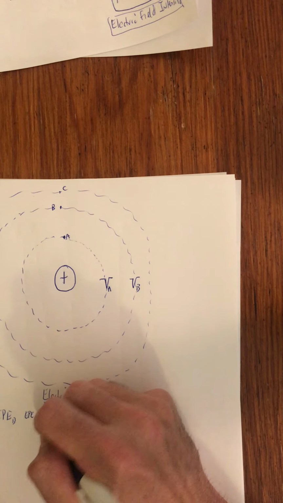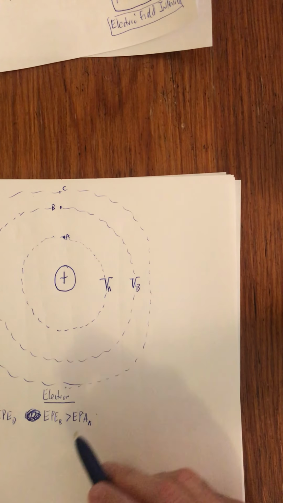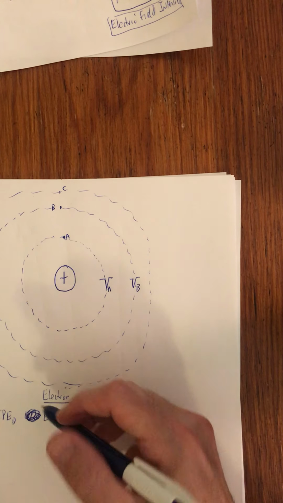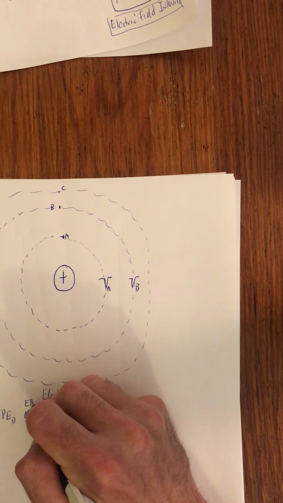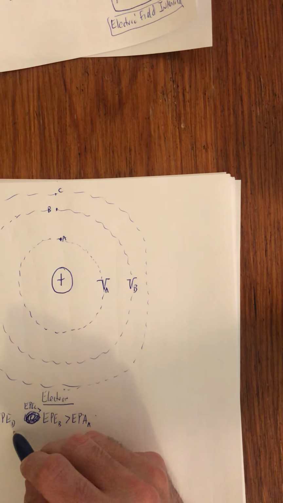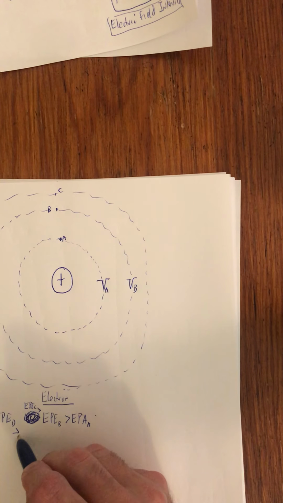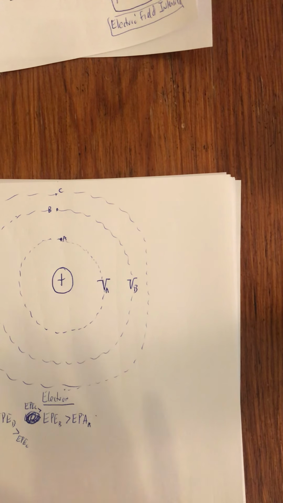I probably shouldn't have done it that way. An electron would have a larger electrical potential energy at C. That is actually true, EP, EC. And then here, just because I'm running out of space, EP, EC. That's very poorly spaced, folks, and I apologize for that. Okay, so there you go.